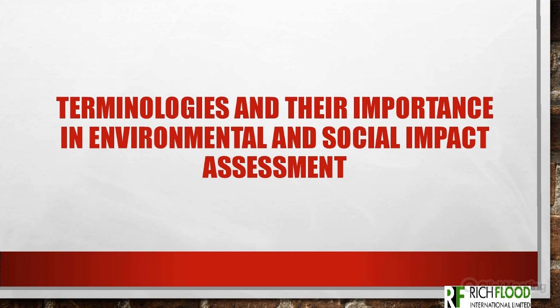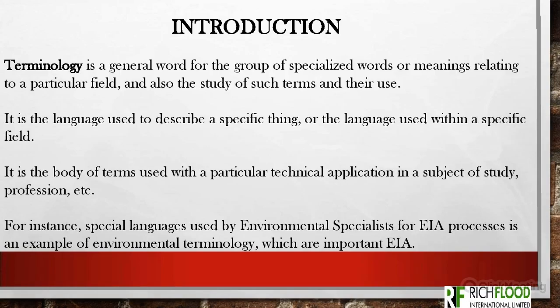Now, we'll take a look at the terminologies and their importance in environmental and social impact assessment. The word terminology itself means a general word for the group of specialized words or meanings relating to a particular field. Terminology is related to a particular field, and it is the language that is used to describe a specific thing or language used within a specific field. Now, if you notice, the word special, the word specific keeps coming up. That is because terminology is peculiar to the subject of the matter.